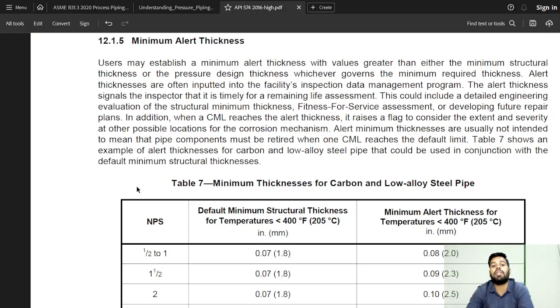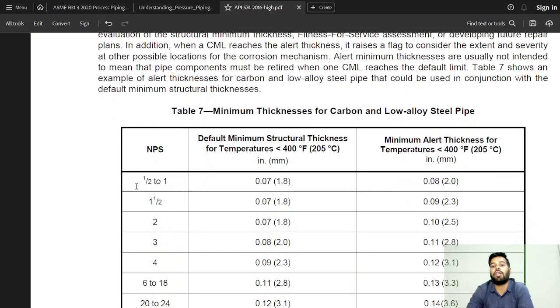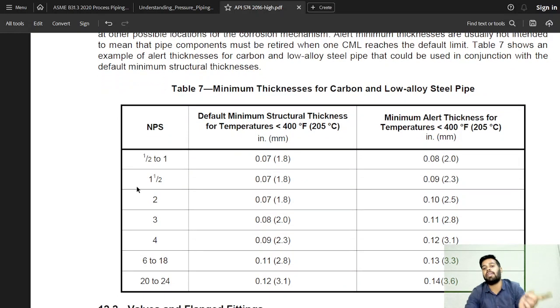In addition, where the CML reaches the alert thickness, it flags that the extent and severity at other possible locations for the corrosion mechanism should be considered. Alert minimum thicknesses are usually not intended to mean that the pipe component must be retired when one CML reaches the default limit. Table 7 shows the example of minimum thickness for carbon and low alloy steel piping and should be used in conjunction with the default minimum structural thickness. So here it is given what the minimum alert thickness should be for carbon and low alloy steels.